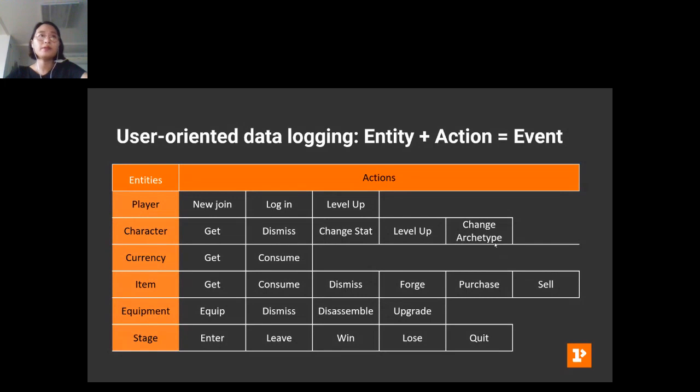Players may sign up, log in, level up within your game. Currency such as gold, hearts, or diamonds can be acquired or consumed. Items may be acquired, consumed, dismissed, or even fused to create a higher value item. So similarly to how a sentence is created via the combination of a subject and a predicate, an event is created when an entity makes an action.